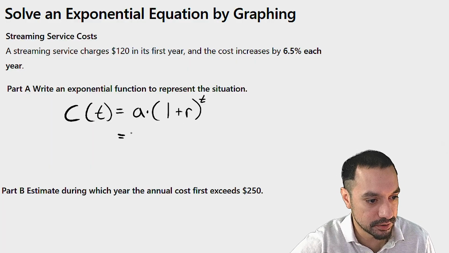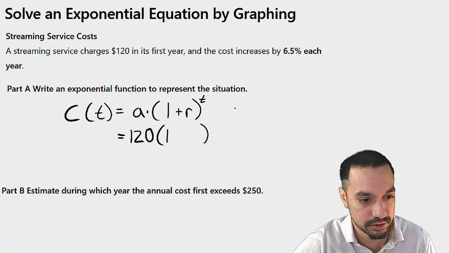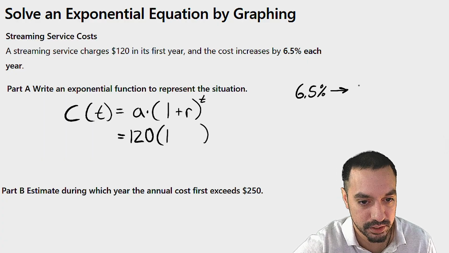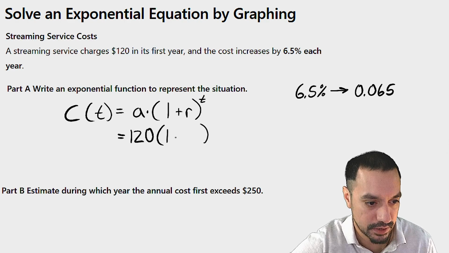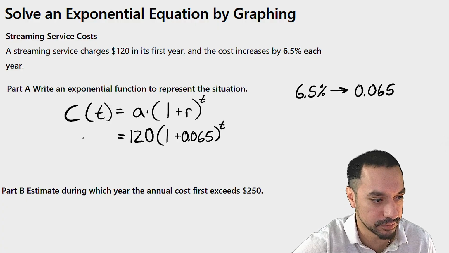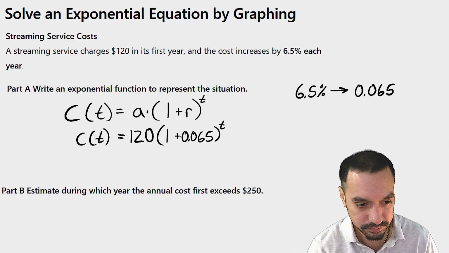So my starting value is $120. That's what I'm paying for my streaming service right now. The rate of increase is 6.5%. Before I can use that, I must turn it into a decimal. So that's going to be 0.065 as a decimal. Now I could go ahead and plug it in here, and then still to the t power. All right, so this is my model here.